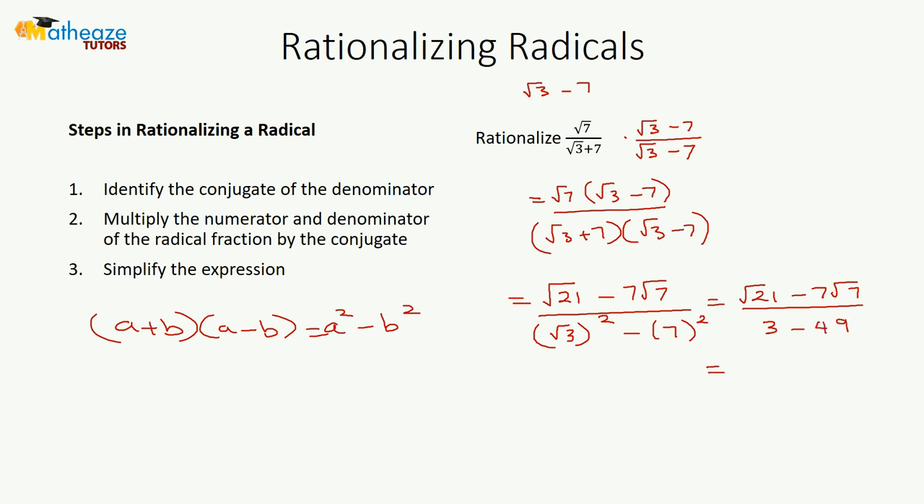So this is going to give us square root of 21 minus 7 square root of 7 divided by minus 46. Can you see now we have removed the radical from the denominator? So we can safely just put a minus sign out here, and then we have square root of 21 minus 7 square root of 7 divided by 46. So that is the rationalized version of that radical.